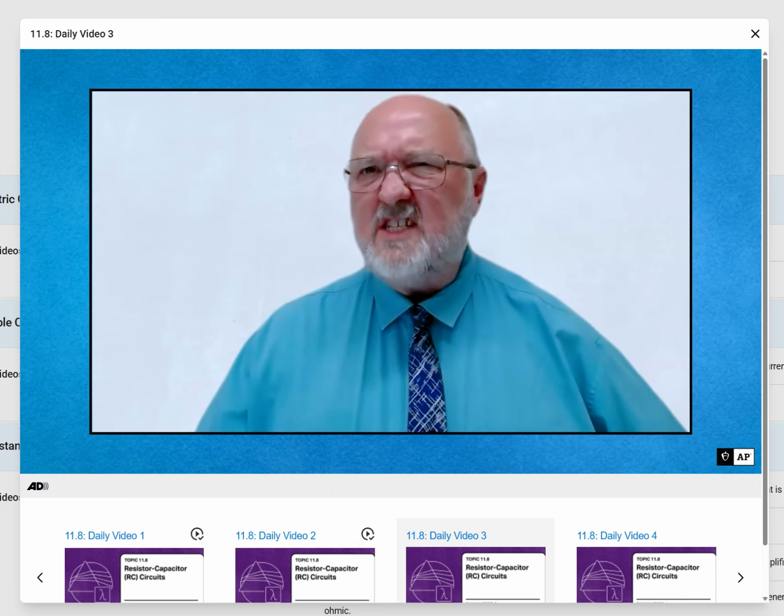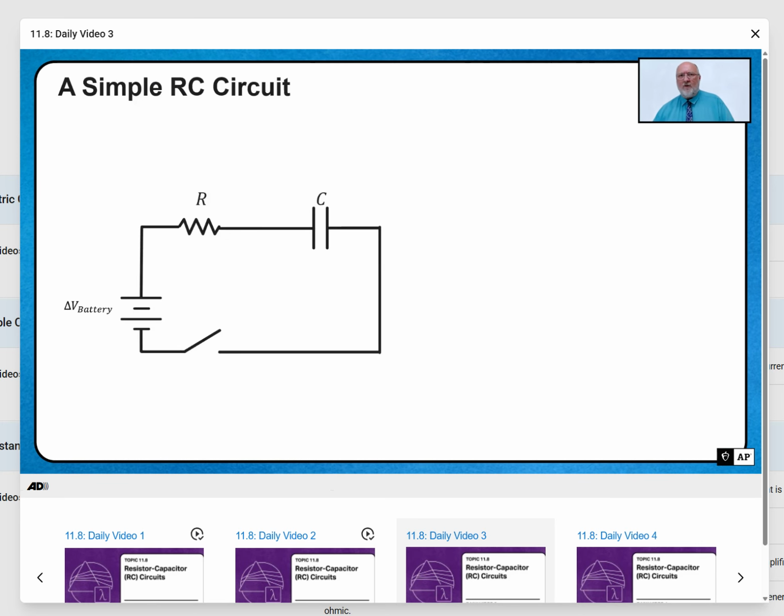Let's build us a simple circuit to start with. It's going to be really simple. It'll have a battery, a resistor, a capacitor, and one switch. And we're going to want to observe what happens to the capacitor and the current as we close the switch and as some time goes by.